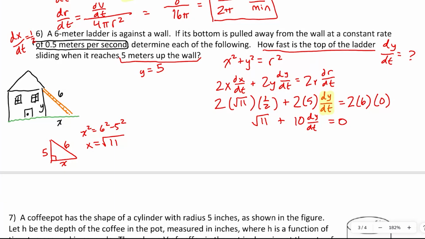All right, then subtract the root 11 and divide by 10. We get dy/dt equals negative root 11 over 10. And so it is negative, which is what you should be expecting because the height is decreasing. So the rate of change should be negative. And the units here are meters per second.